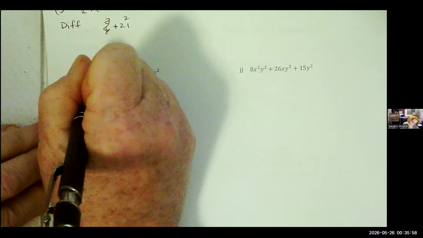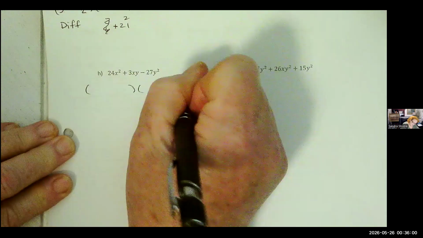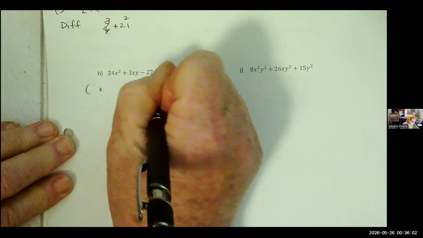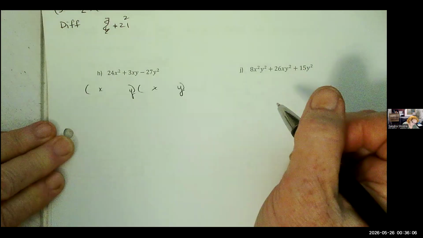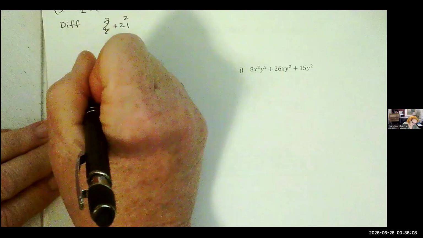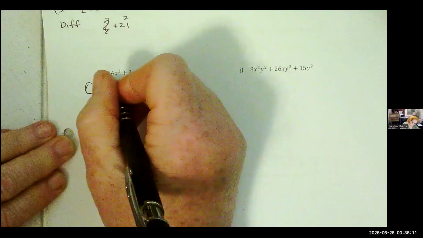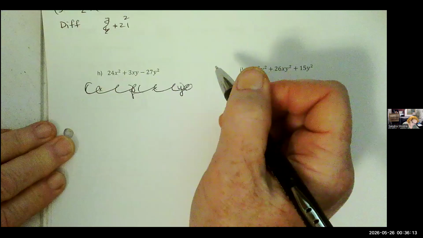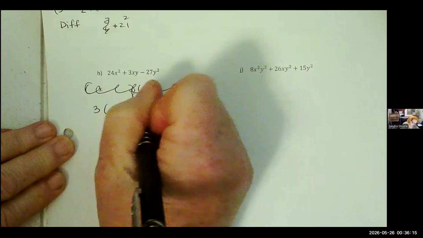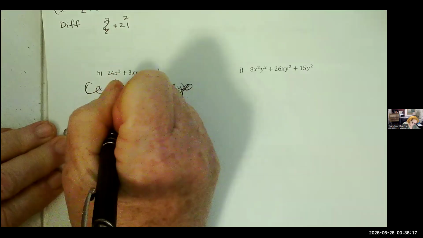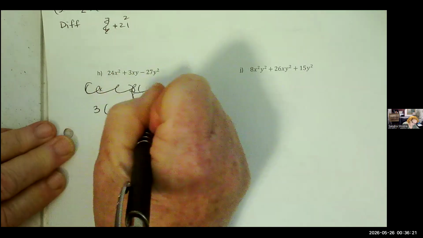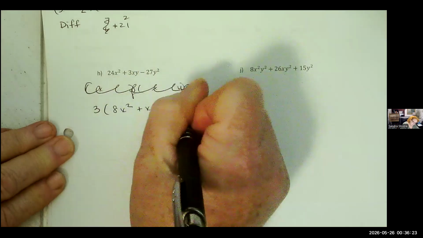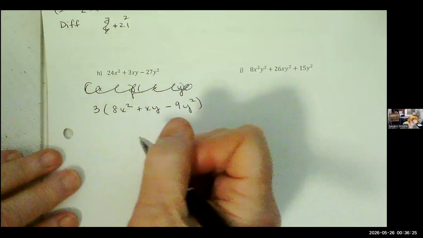Got an x, a y, and a y. Oh my goodness, there's a lot happening here. Oh, wait a minute. Hold the phone. Let's make life easier. These are all divisible by 3. I can factor 3 from this. 8 times 3 is 24. So 8x squared plus xy minus 9y squared. Oh, that makes things a lot easier.